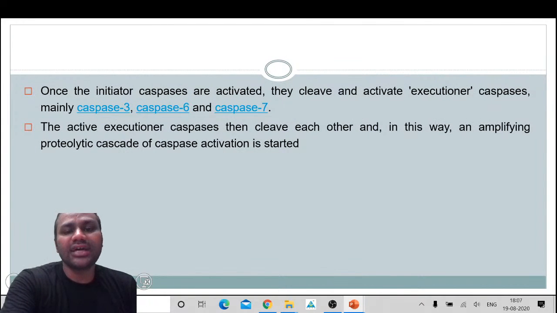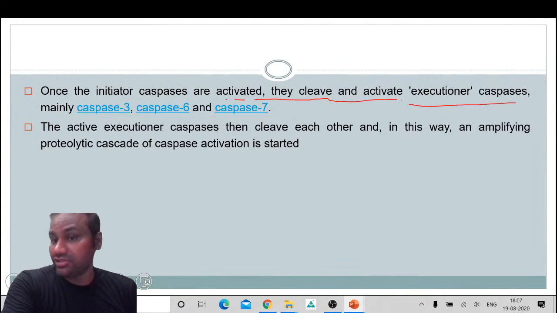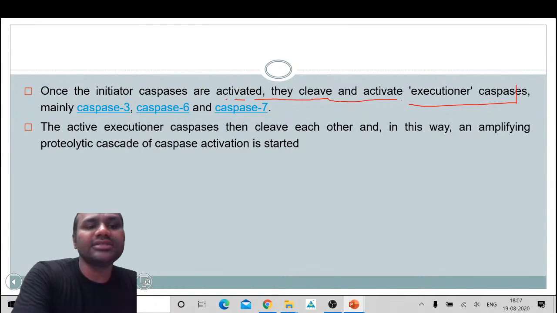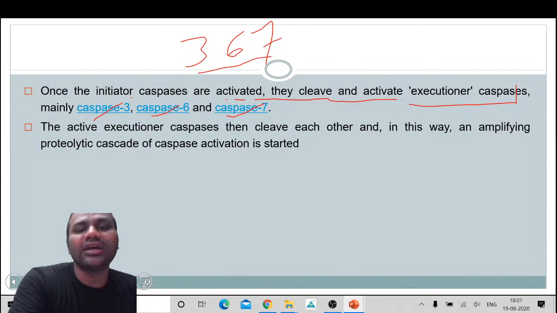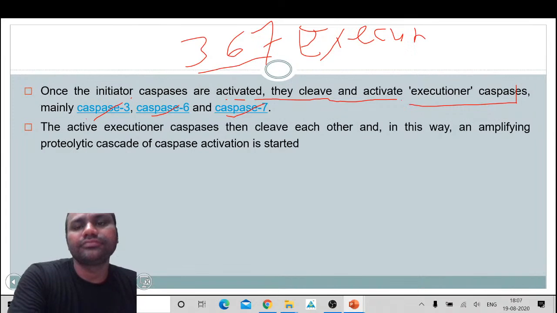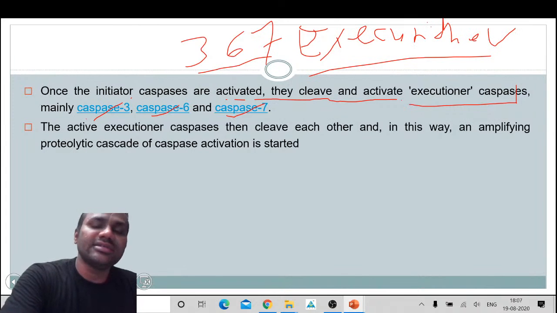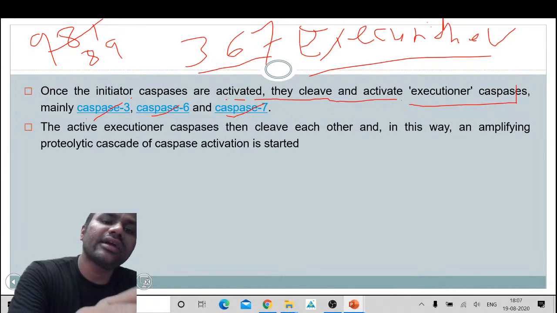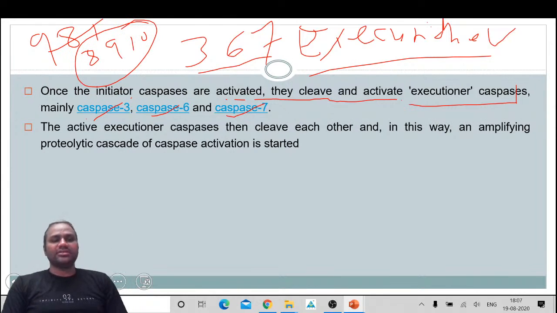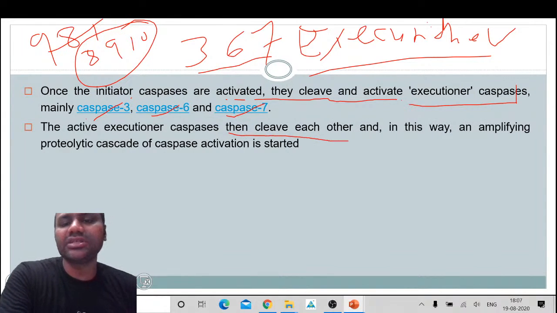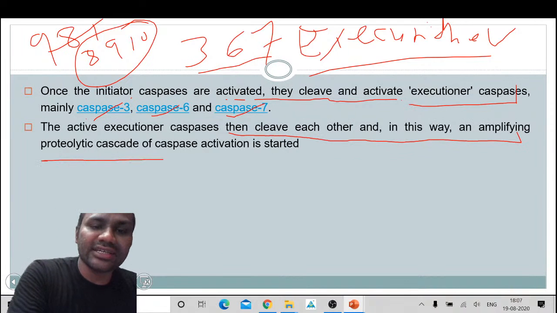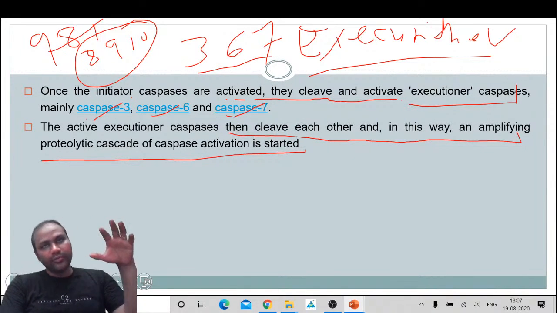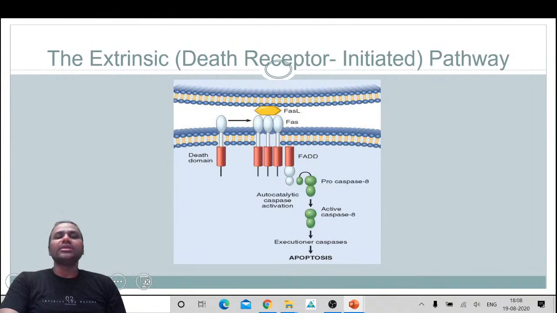Once the initiator caspases are activated, they cleave and activate executioner caspases, mainly caspases 3, 6 and 7. Remember, 3, 6 and 7 are executioners, and 8, 9 and 10 are initiator caspases. The active executioner caspases then cleave each other, and in this way an amplifying proteolytic cascade of caspase activation is started, and hence there will be proteolytic DNA degradation, which we call DNA breakage. So that was about the intrinsic pathway.